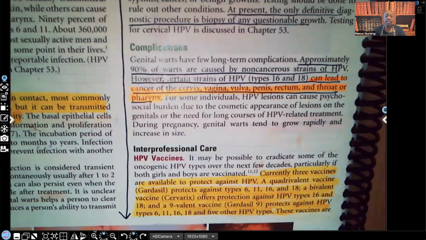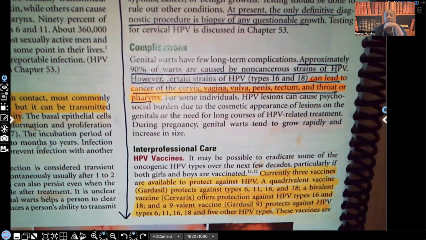So about 90% of warts are caused by non-cancerous strains of HPV. Now let's stop right there, guys, because they said something to us. Non-cancerous strains. What does that let us know? Because on another video, I'm going to cover HPV itself. But this phrase right here lets us know that HPV has the potential for what? Cancer. That's very important. Don't miss that.